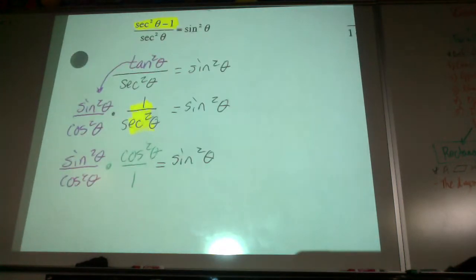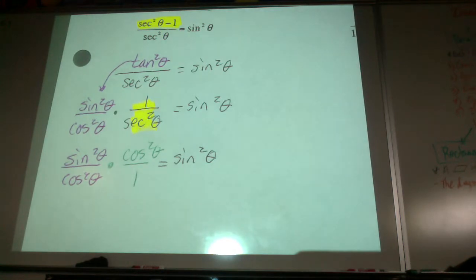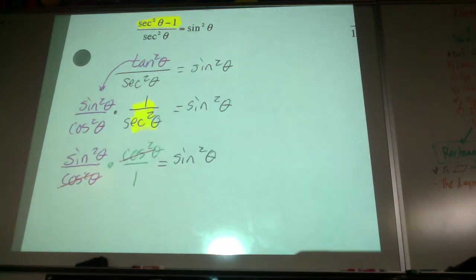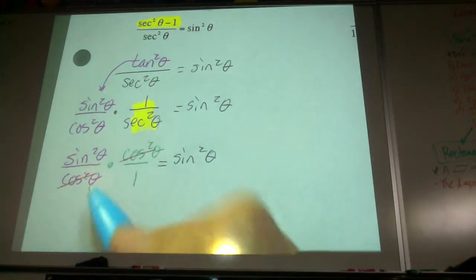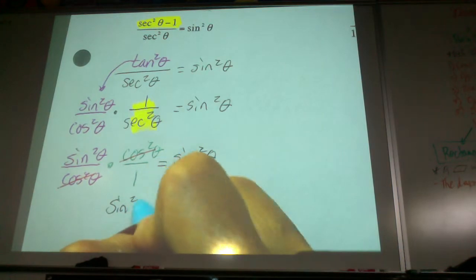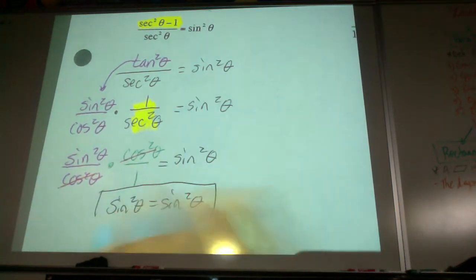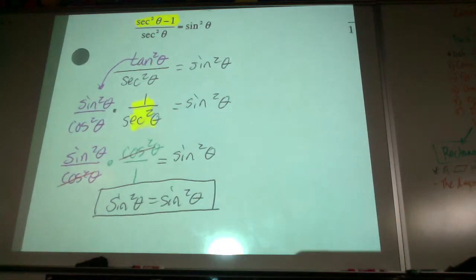Now why did I go through all that? So I can do what? I can cross out both of those cosine squares. And I'm left with sine squared theta equals sine squared theta. I only work one side and the left side is exactly equal to the right side. That's my goal. That's not to say that this is the only answer.